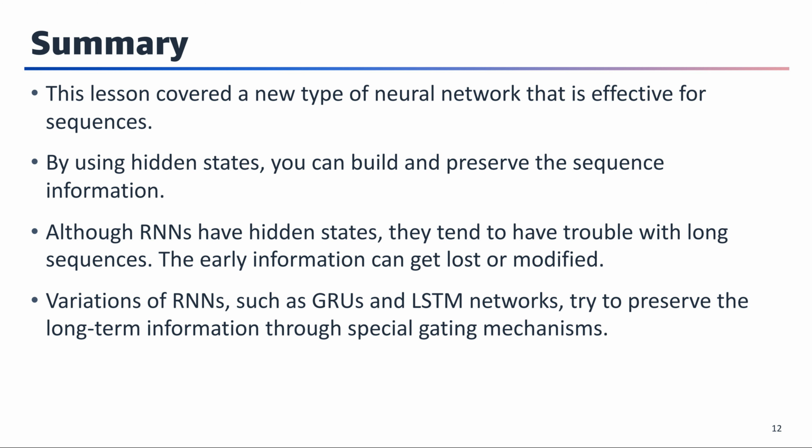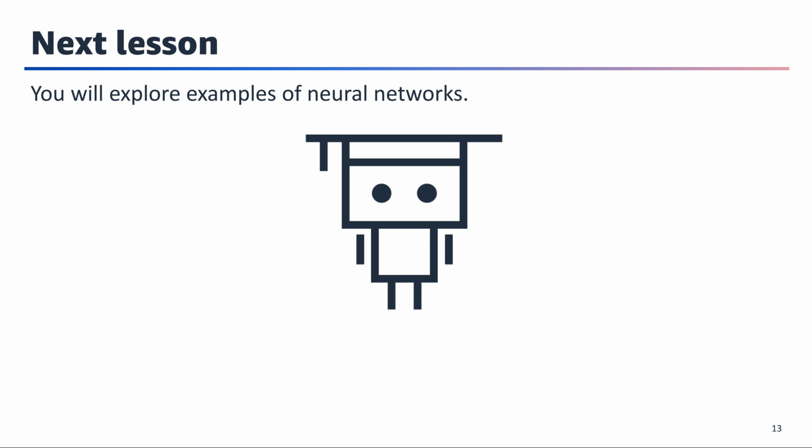These advanced architectures introduce gating and memory mechanisms to selectively retain or forget information as the sequence is processed. This allows them to better capture long-range dependencies compared to basic RNNs, overcoming the limitations of standard recurrent networks on long input sequences. In the next lesson, you will explore examples of neural networks.